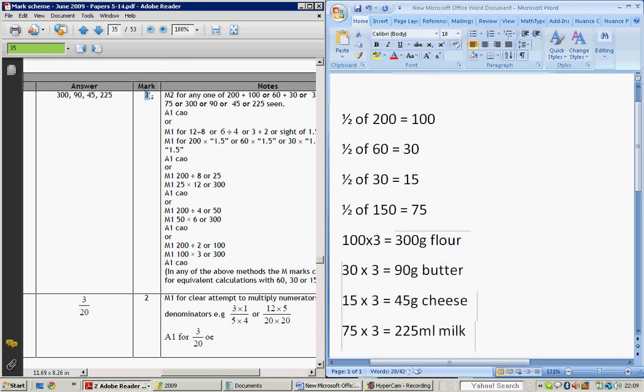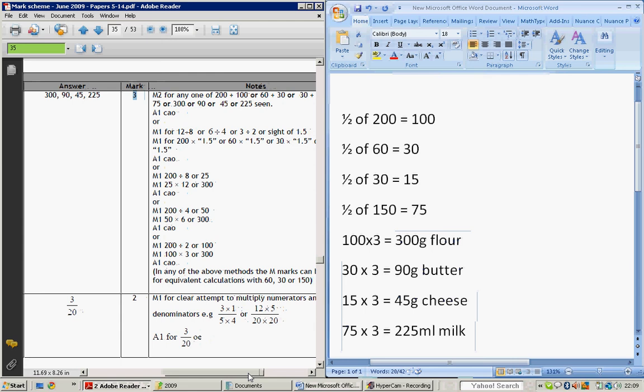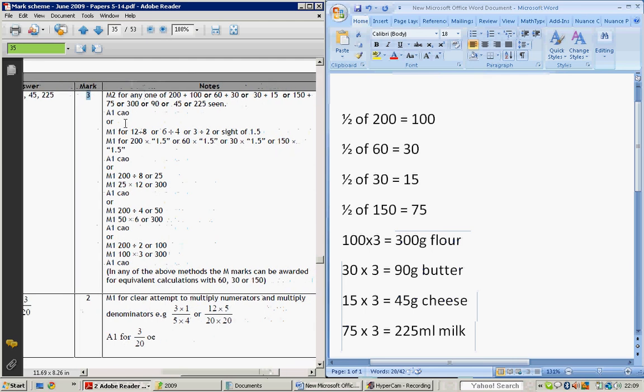This is worth 3 marks. If you got this correct, you get 3 marks. And let's see what it says in the mark scheme. M2, so you would get 2 marks for any one of 200 plus 100. Yeah, that's another way of getting 300 grams of flour, or 60 plus 30. Okay, that's a clever way of doing it. 60 plus 30, yeah, giving 90.